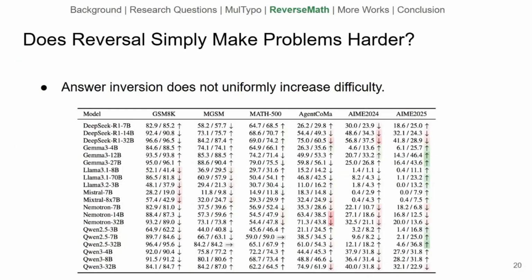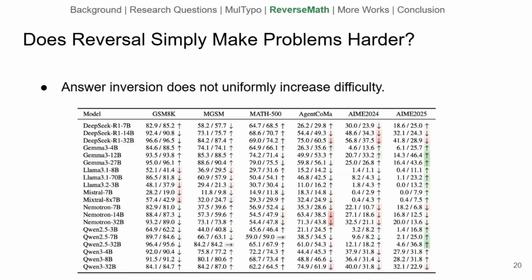And you may be wondering, after this reversal rewriting, will the question become more difficult or not? Here is the result of different models on different benchmarks. The left column is the accuracy of the model on the original dataset without any changes. And the right column is the same data, but with our reverse math pipeline applied. The red color means the performance decreased, and the green means the performance increased after rewriting. And the degree of the color means the absolute increase or decrease of the accuracy.